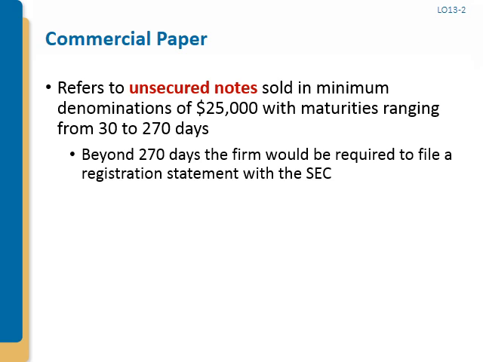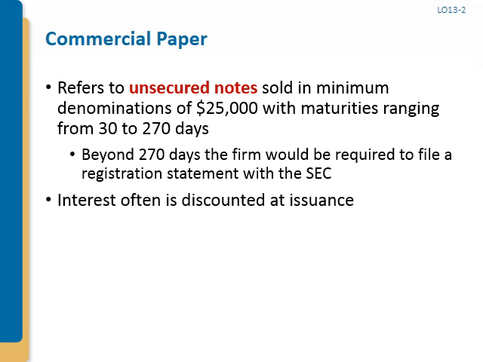Commercial paper is sold in minimum denominations of $25,000 with maturities ranging from 30 to 270 days. Beyond 270 days, the firm would be required to file a registration statement with the SEC. Interest on commercial paper is often discounted at the issuance of the note.